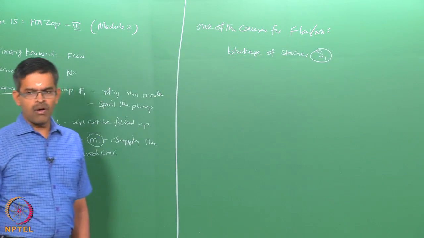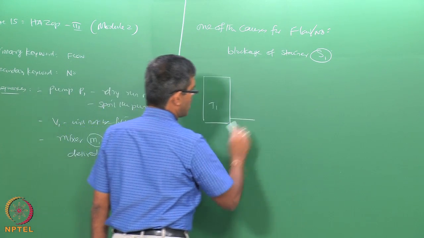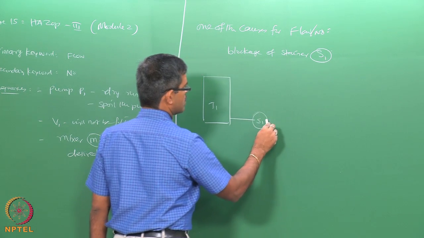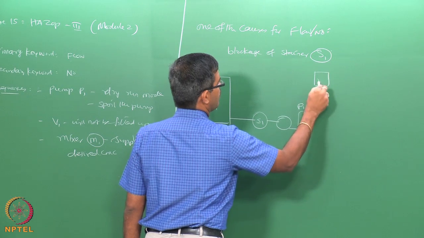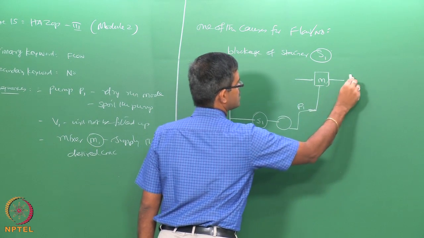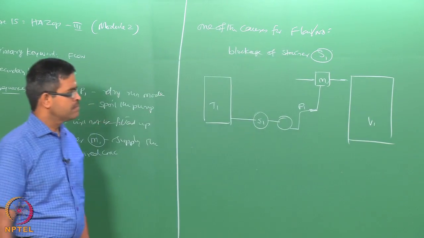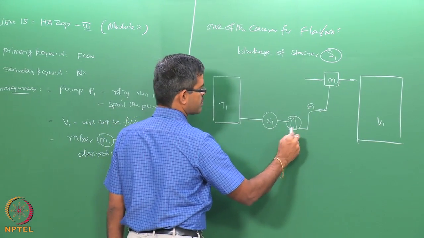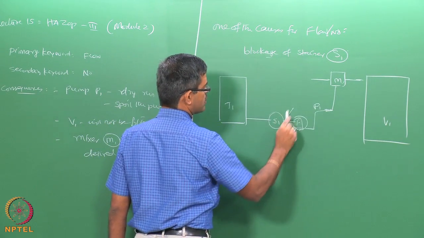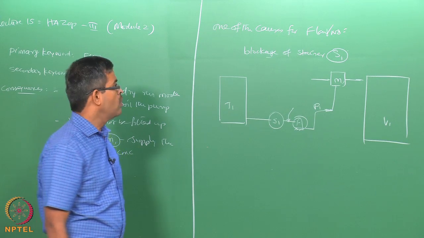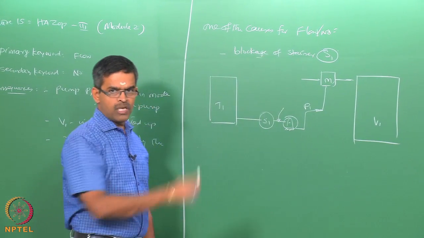If the strainer S1 is blocked, obviously from the tank T1 the line has to pass through the strainer S1, then it has to go through the pump P1, and there is the mixer M1 which receives another line and then sends it to tank V1. That is the idea. This is the pump. If the strainer S1 is blocked, there is no flow in this line. So, one of the causes for flow no could be blockage of strainer.